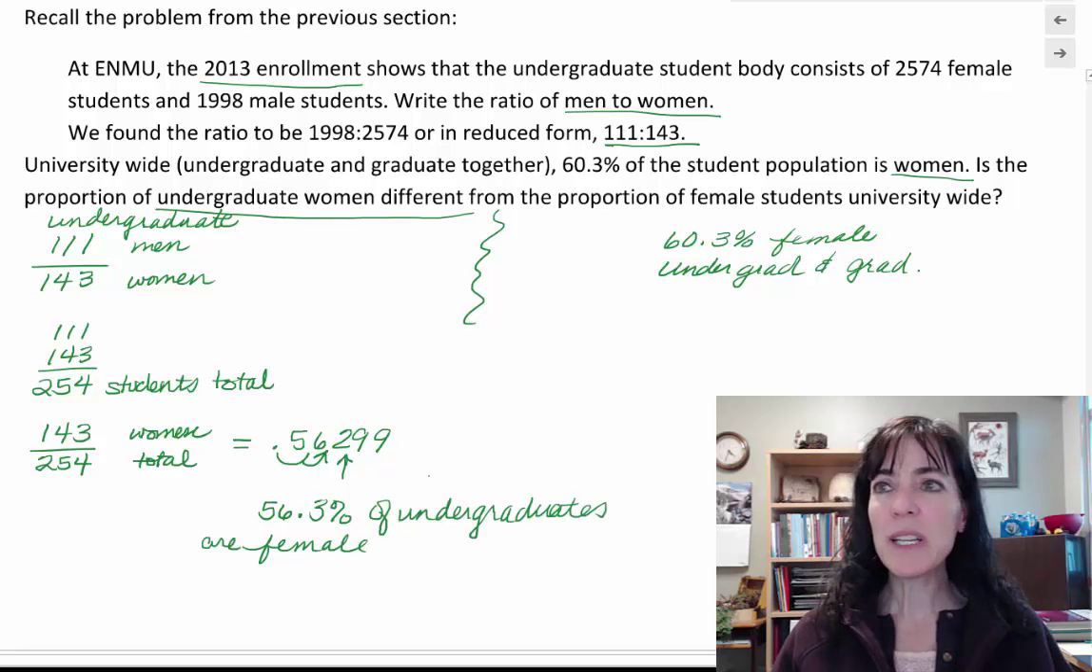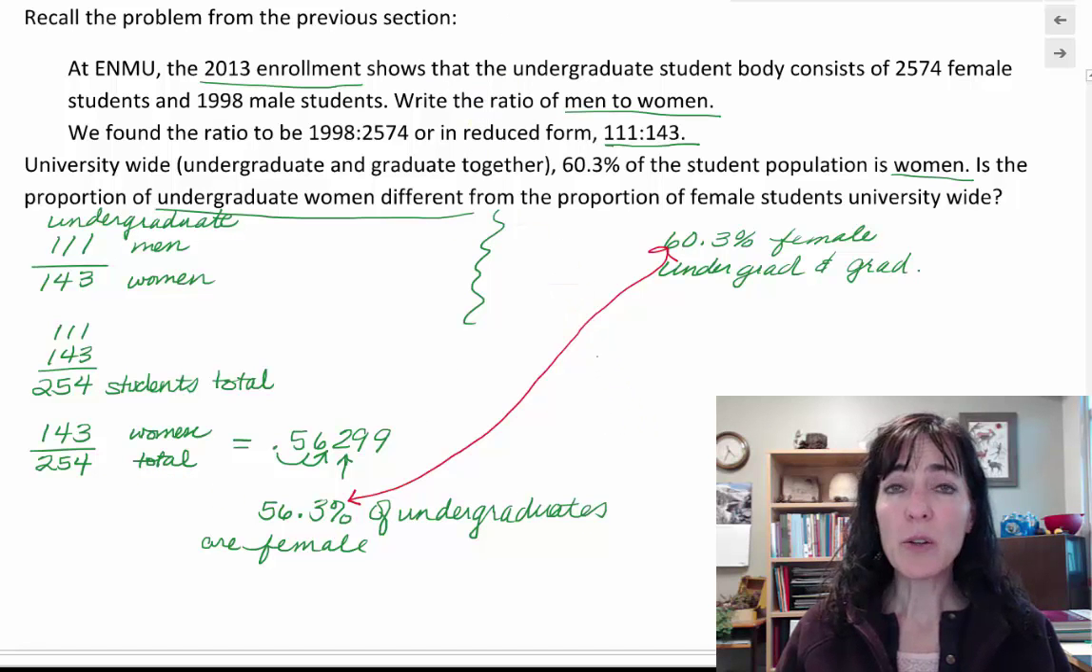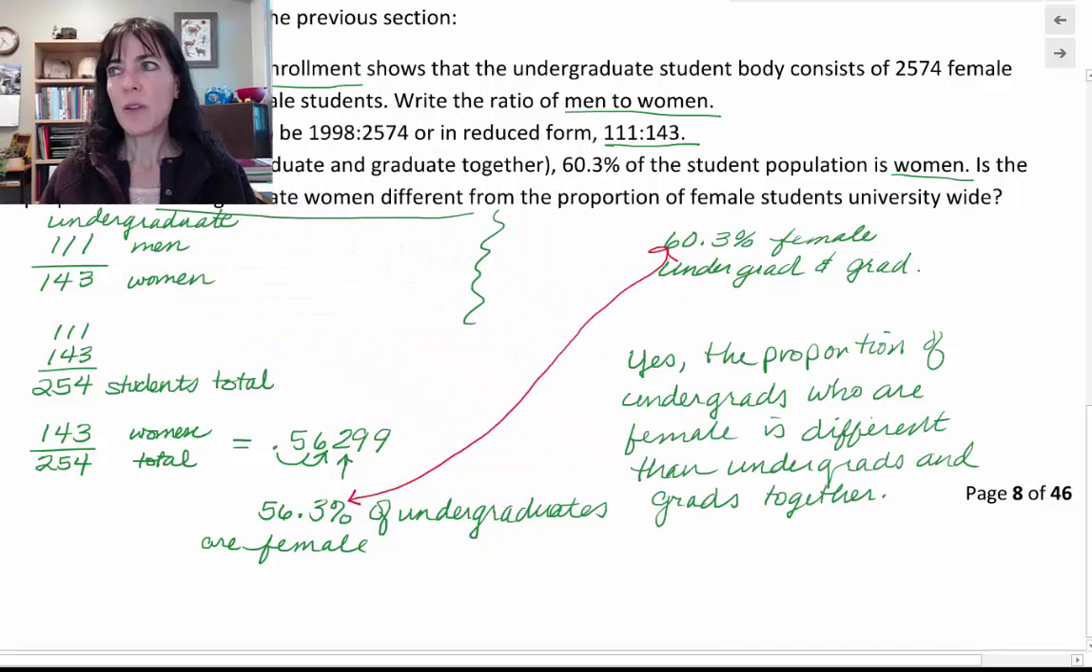So we can say 56.3% of the undergraduates are female, and then that leaves us to compare finally the 56.3 to the 60.3, and then we can make the conclusion that the percent or the proportion of undergraduate women is different than the proportion of female students university-wide. So it says, is the proportion different? Yes. The proportion of undergrads who are female is different than the undergrads and grads together.